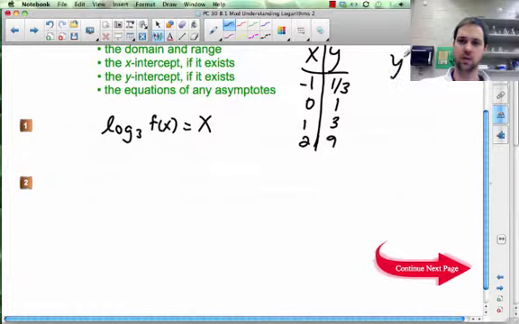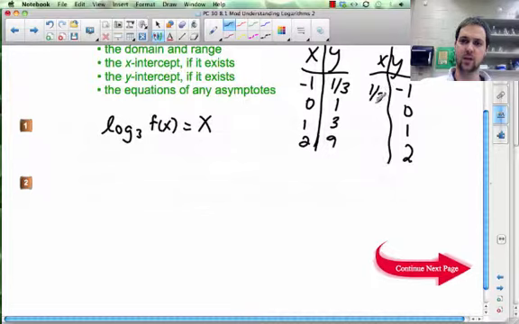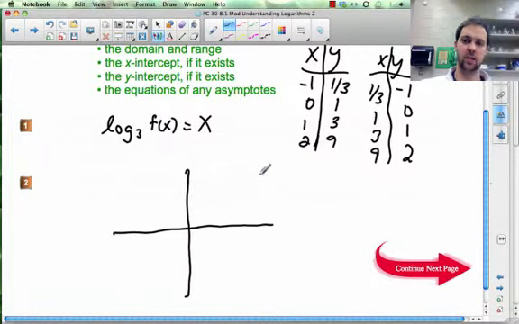So if we're sketching the inverse, we flip all our x and y values. So our y, we get -1, 0, 1, 2. That's enough. X, we get 1/3, 1, 3, 9. Now, quickly make a rough sketch here.